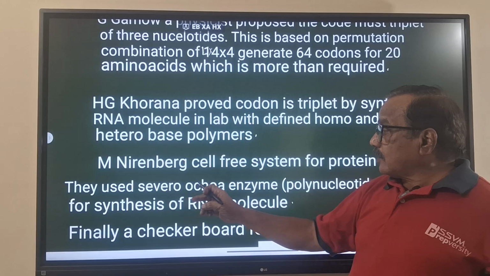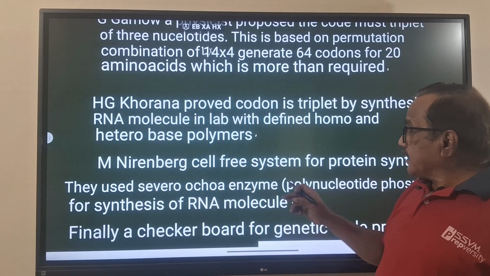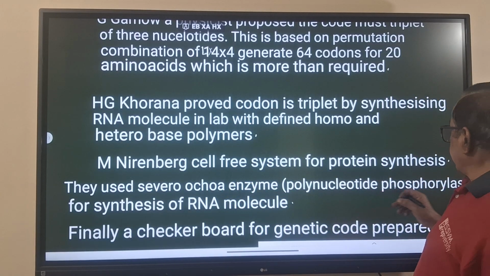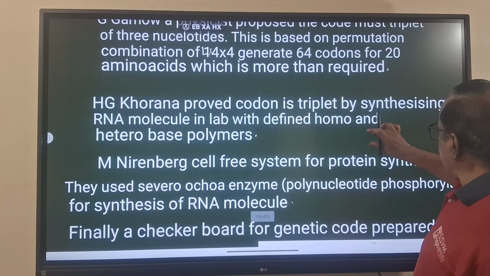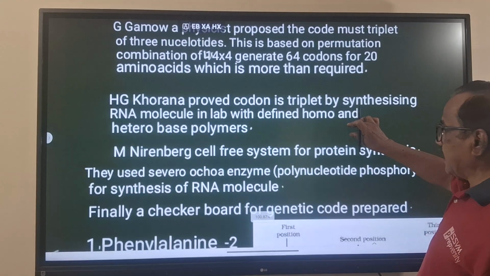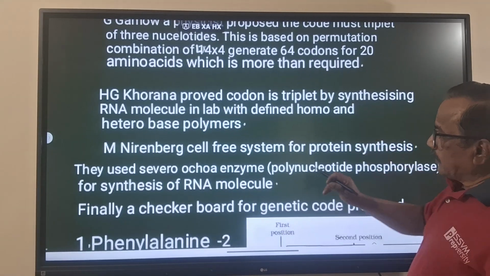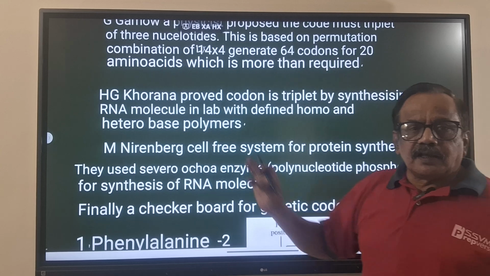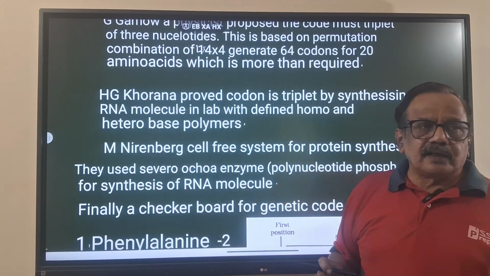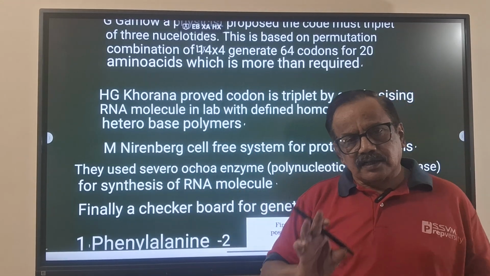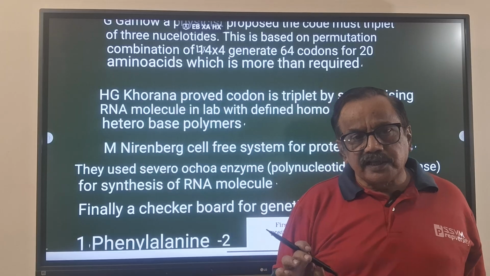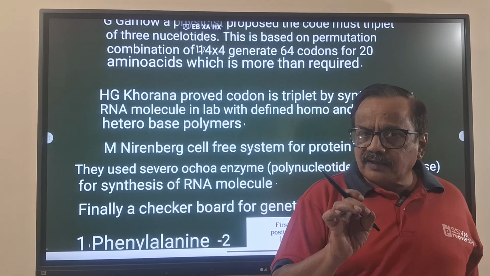They used the Severo Ochoa enzyme, which we call polynucleotide phosphorylase. The enzyme name is polynucleotide phosphorylase. By using this enzyme, Khorana and Nirenberg did their experiments. That is also given in the textbook. This is the thing, but it is given a little bit complicatedly in the NCERT book.